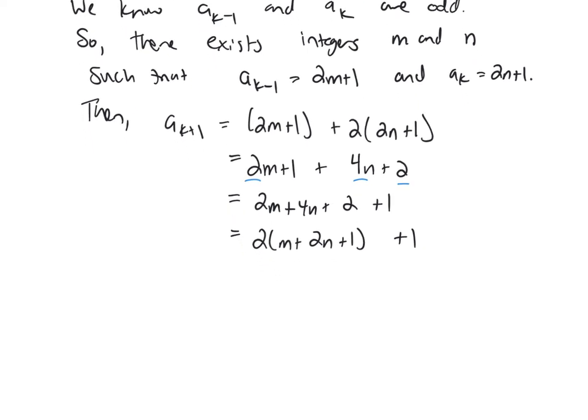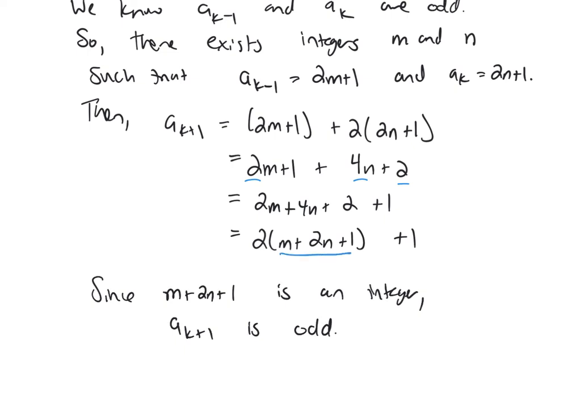Since when I add integers and multiply integers together, I still get an integer, that means A_{k+1} is odd because it's 2 times an integer plus 1. And that completes our basis step, or sorry, our inductive step.